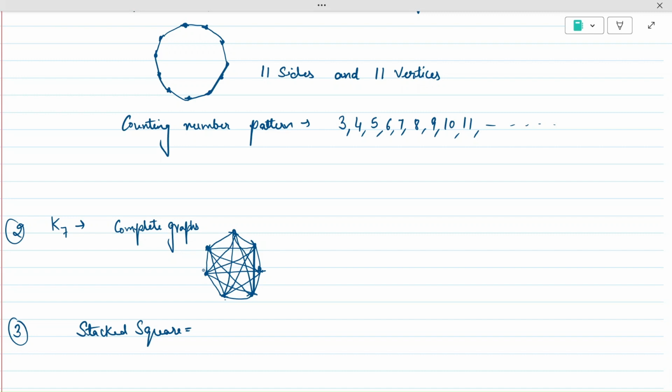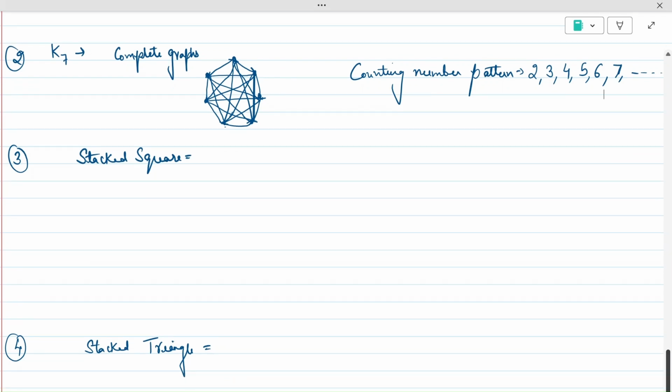And again, we saw that in case of a complete graph also, it was using the counting number pattern, right? It was using the counting number pattern starting from 2. Okay. So I'm writing that pattern again here. It is 2, 3, 4, 5, 6, and this one we have made 7 and so on. It will go on increasing. I hope this is clear. And next we will go to the stacked square.